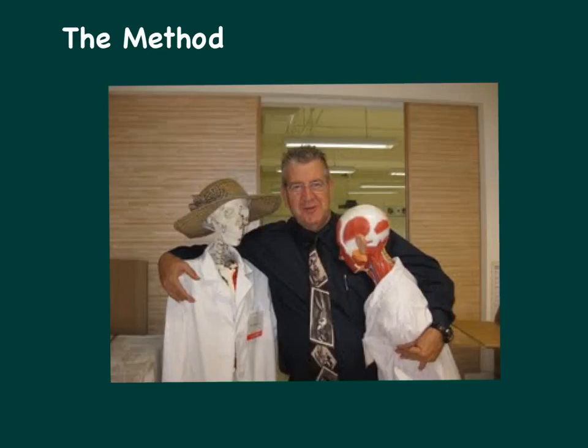Okay, it's now time for the next step. We've decided what we're doing, we've set the scene, then we've made a prediction, and we've decided what variables we're going to use. So what happens next? We do a method. Now a method should be clear and it should be a step-by-step account of what to do, almost like a recipe.